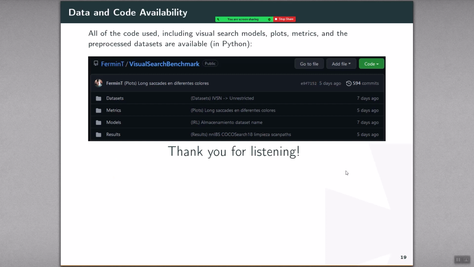So all of the code is here, including the search models, plots, metrics, and the preprocessed datasets are available in Python in my GitHub page at Visual Search Benchmark.